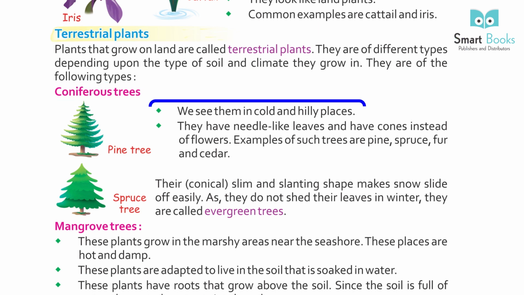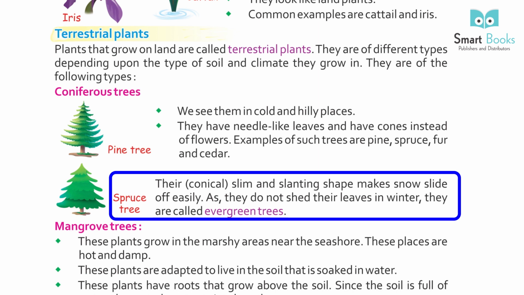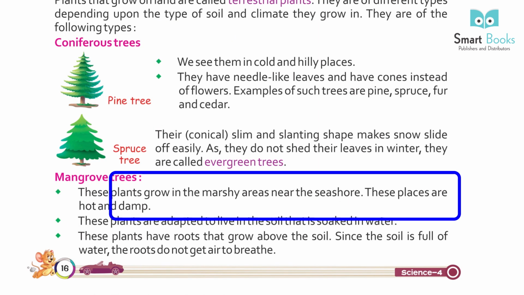Coniferous trees. We see them in cold and hilly places. They have needle-like leaves and have cones instead of flowers. Examples of such trees are pine, spruce, fir and cedar. Their conical, slim and slanting shape makes snow slide off easily. As they do not shed their leaves in winter, they are called evergreen trees.